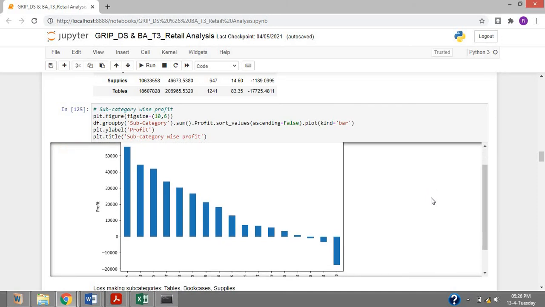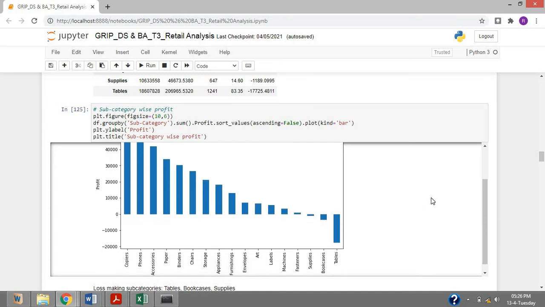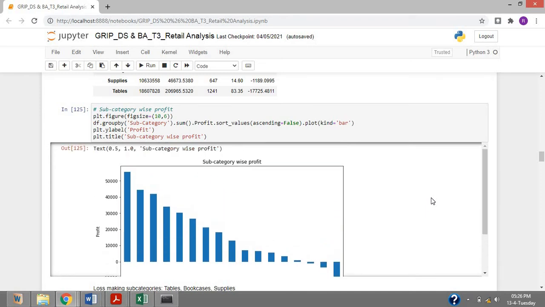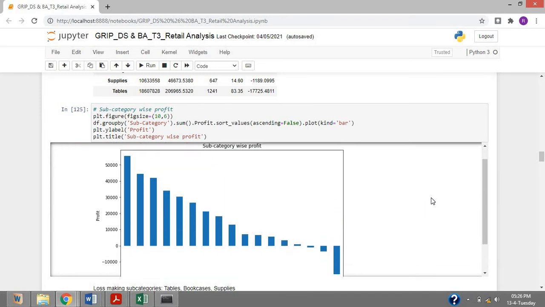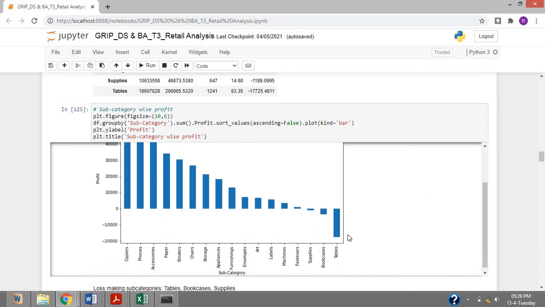So analyzing the graph, it is the subcategory wise profit plot. So the copiers and phones subcategories have a higher share towards the profit, whereas towards this right extreme, the tables subcategory, bookcases and supplies have the bars below 0, indicating that they are loss making. And even the fasteners subcategory is only seen to be making a very minimalistic profit.